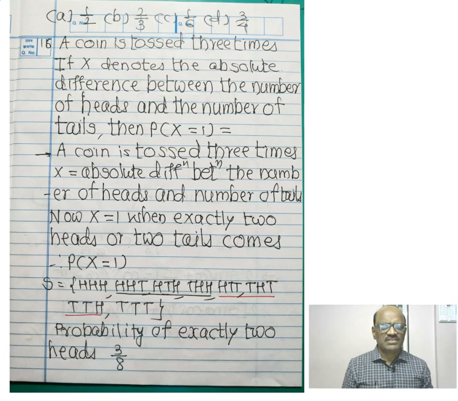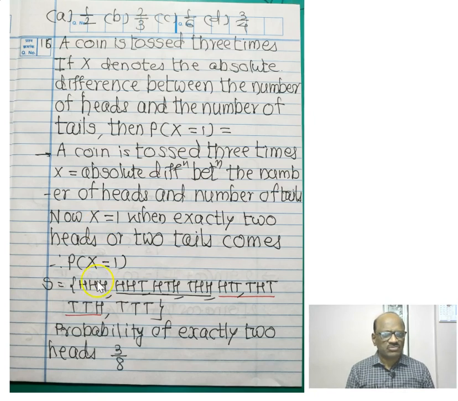Now see this. What is happening here? In this question, a coin is tossed 3 times. If X denotes the absolute difference between the number of heads and the number of tails, then P of capital X equal to 1, that is, the difference must be 1. X is the absolute difference between the number of heads and the number of tails. Now when X is equal to 1, then the heads or the tails must be 2.